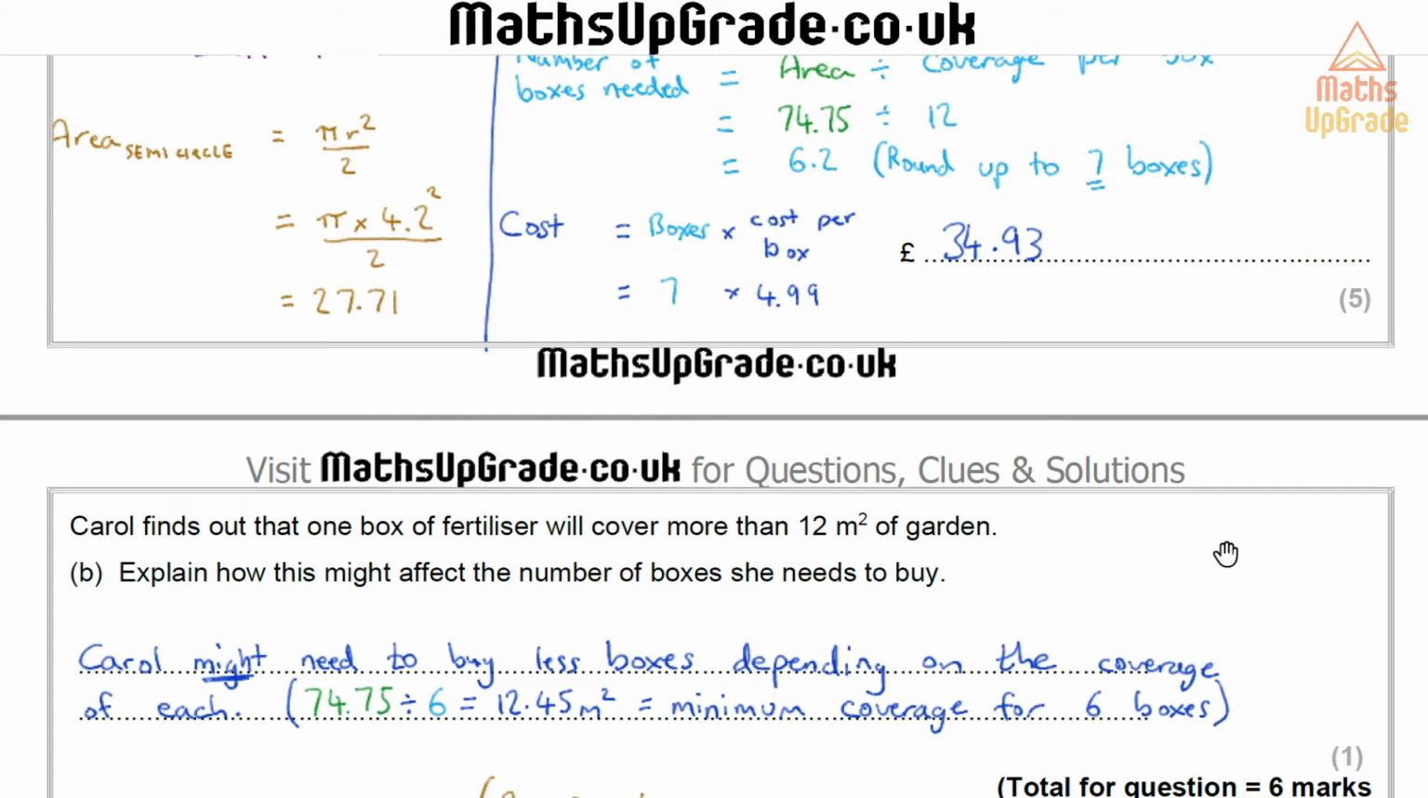If you wanted to, you could actually work out the minimum coverage she'd need to have just 6 boxes, and you could do that by doing the area, which you know, divided by 6 boxes, and that would give you 12.45 meters squared. But that working out in the brackets there is optional. You don't need that for that last mark. The whole question there is worth 6 marks.